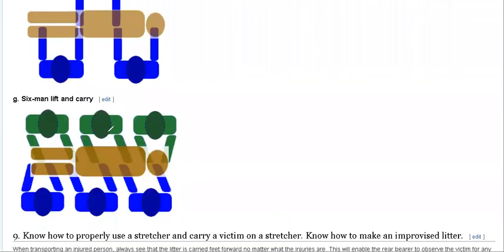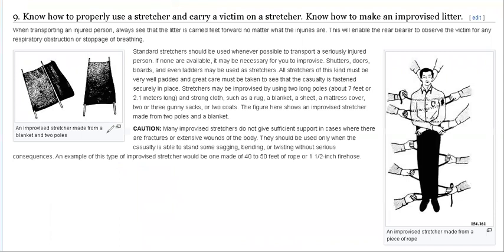The 3-man lift, the 6-man lift. Okay, next, how to properly use a stretcher and carry a victim on a stretcher. Know how to make an improvised litter. All right, so that looks like the blanket carry basically.